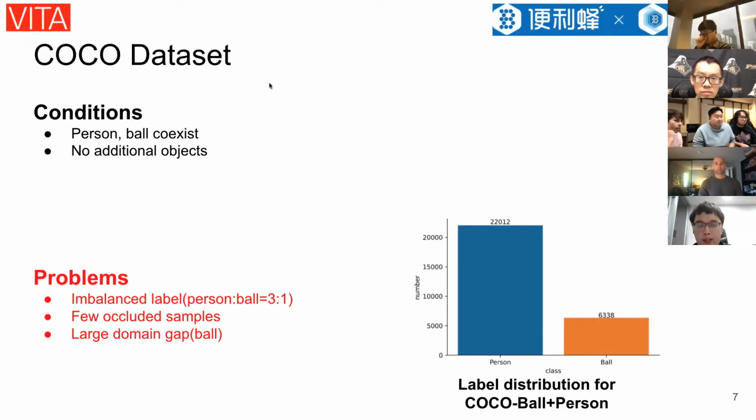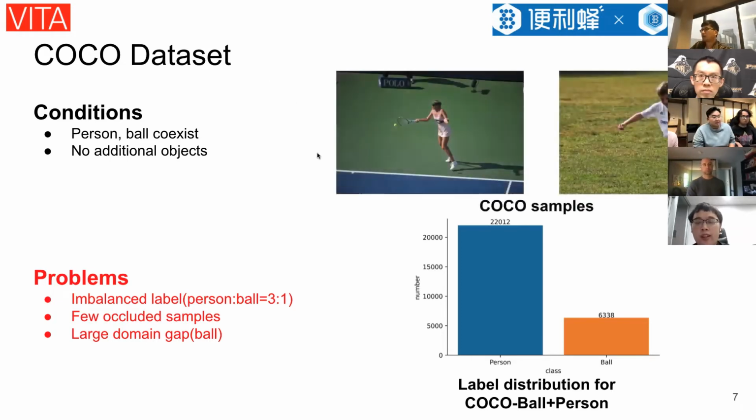There are many images in the COCO data set, and most of them are not suitable for this challenge, so we select some images from COCO. The condition is that a person and a ball must coexist in the image, and no additional objects are included. Dr. Wu, could you click the screen? Okay, this is the selected COCO samples from the training data set.